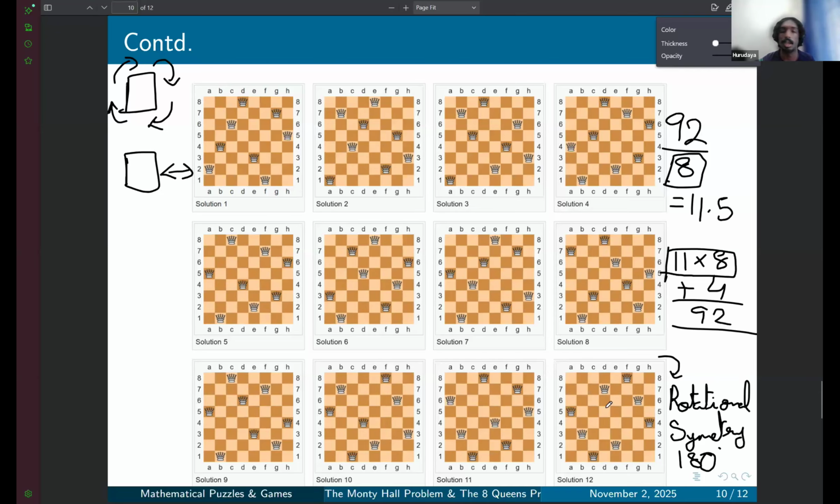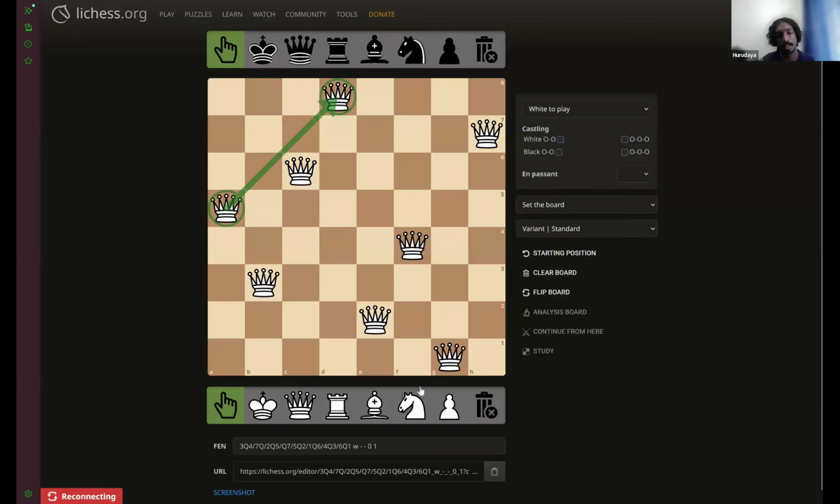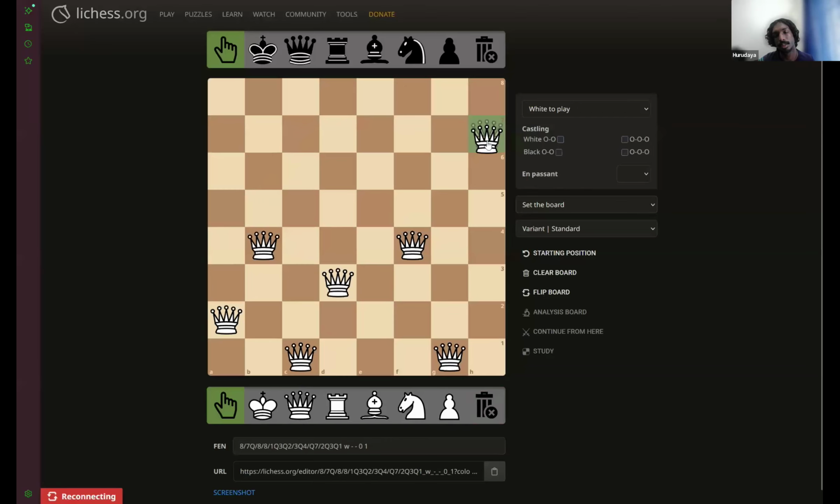Okay, sure. Let's start with a smaller case. Imagine we're doing a 4x4 board, right? Okay. So here's the thing. If I have this, there's no rotations because they already have rotational symmetry. But if I flip this, right?